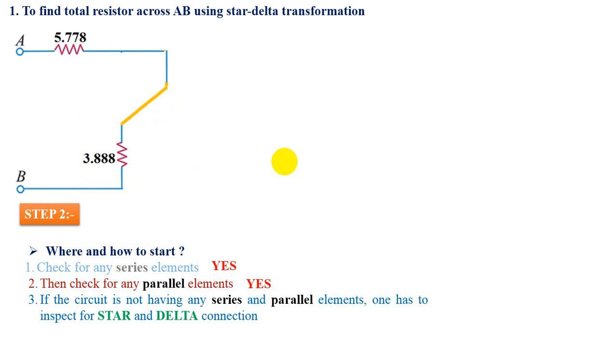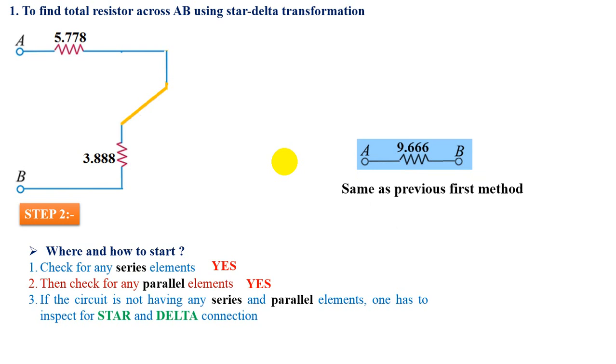Right? Then again, this is step 4. You check for any elements in series. Your answer is yes, and then that's your answer, which is the same as your previous method, 9.666 ohms. Right? So as discussed, you can start either from star to delta or delta to star.